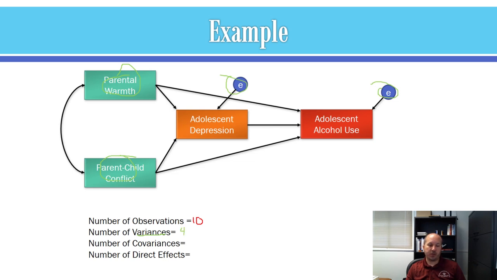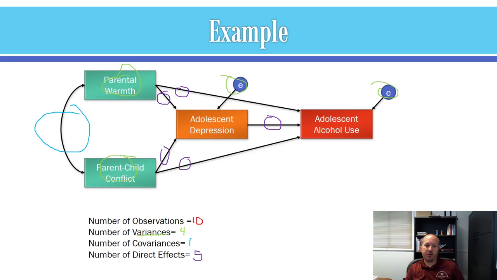The next thing that we're going to evaluate is the total number of covariances. So how many correlations do we have in this model? And here we have 1. So we have 1 total covariance. And then next we need to evaluate how many direct effects. That's going to be our single-headed arrows, not including those from our disturbances. So in this model we have 1, 2, 3, 4, 5. So 5 total direct effects.